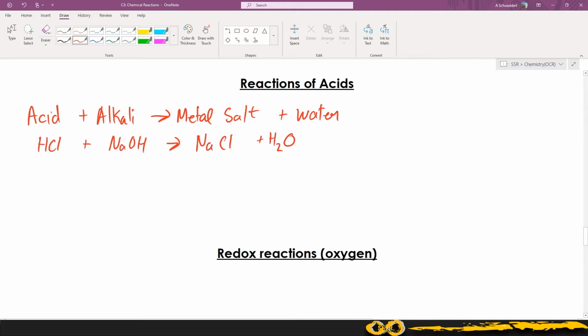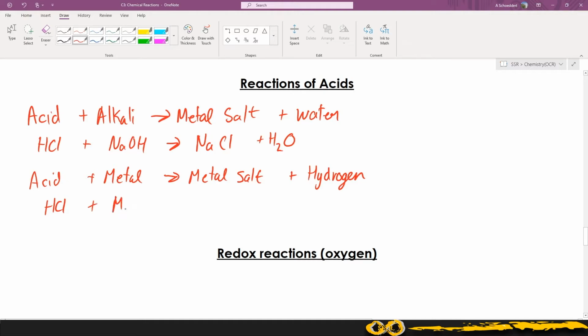The next type of reaction is an acid reacting with a metal in order to produce a metal salt and hydrogen gas. And you would prove that hydrogen gas is present using the squeaky pop test, where you put a lit splint into the test tube containing the gas, and if it gives that squeaky pop, you know the gas is hydrogen. Classic example of this could be hydrochloric acid reacting with a piece of magnesium to form magnesium chloride and hydrogen gas. These equations aren't balanced.